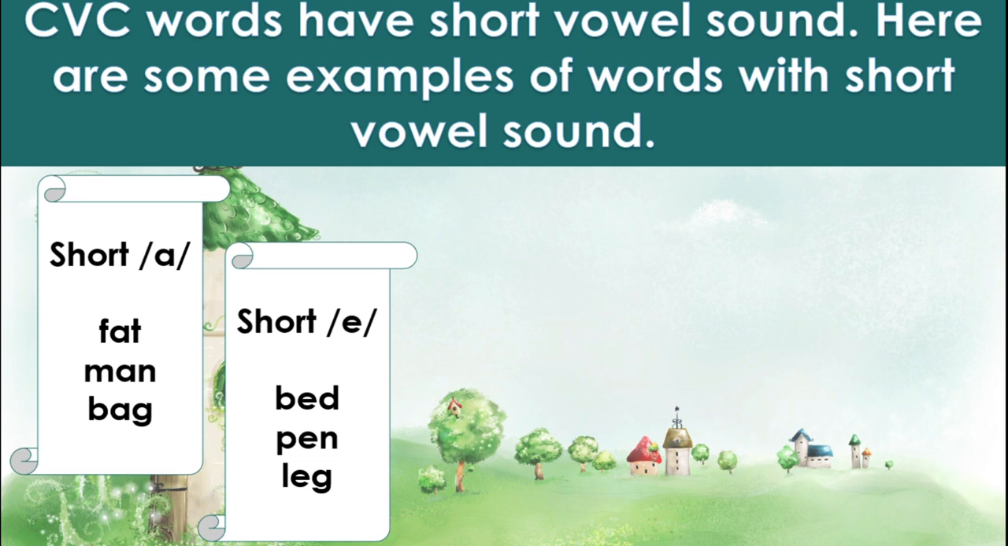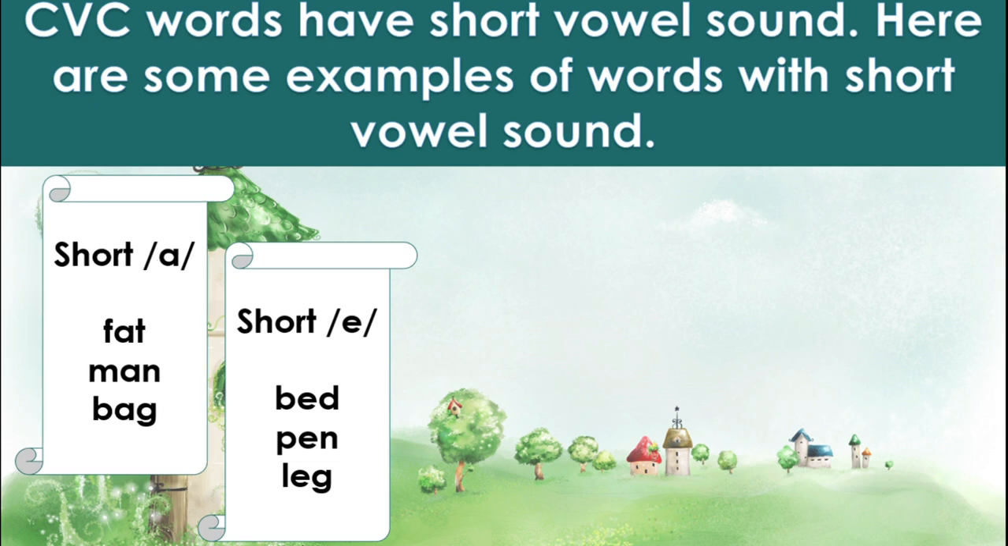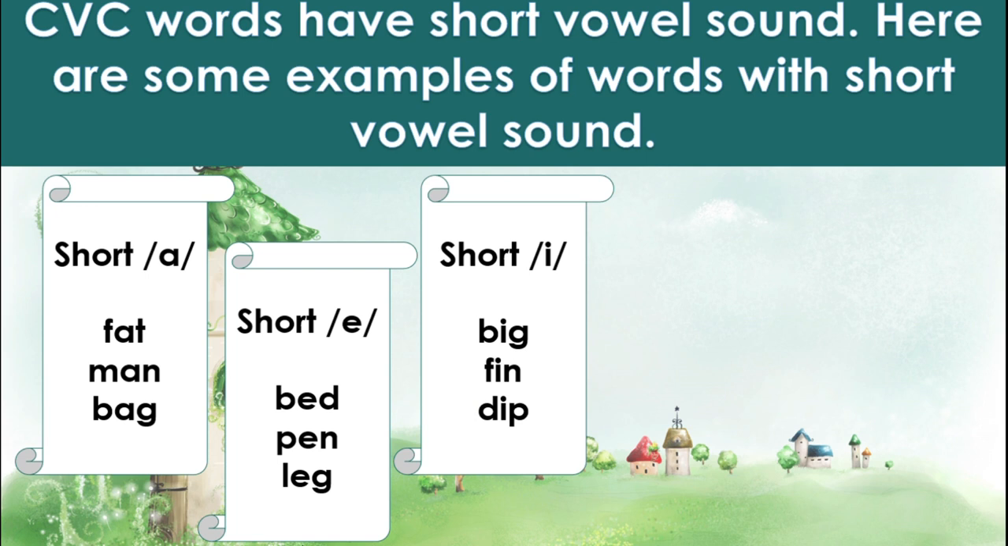Let's have the next short vowel sound. Next one. The short I. Again, what is the sound of a short I? Correct. i. Again, i. Let's have some examples. Big, fin, dip. These three words have short vowel I sound.